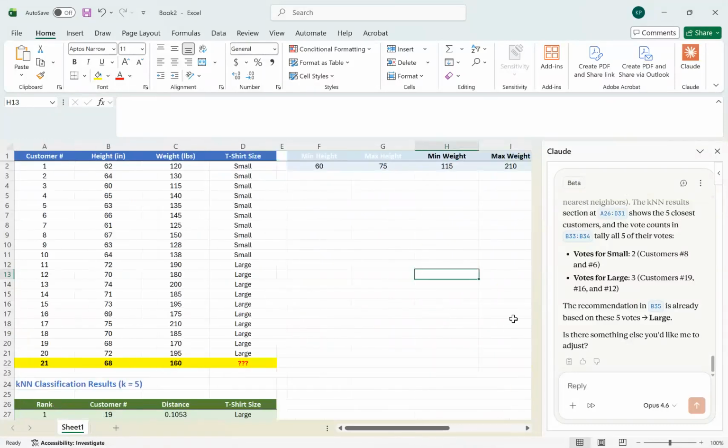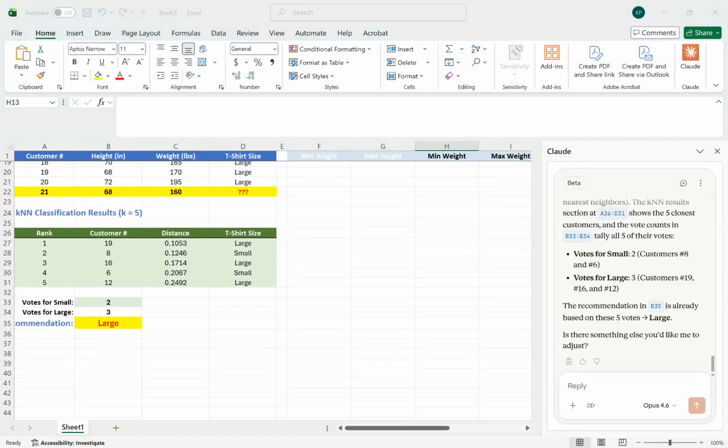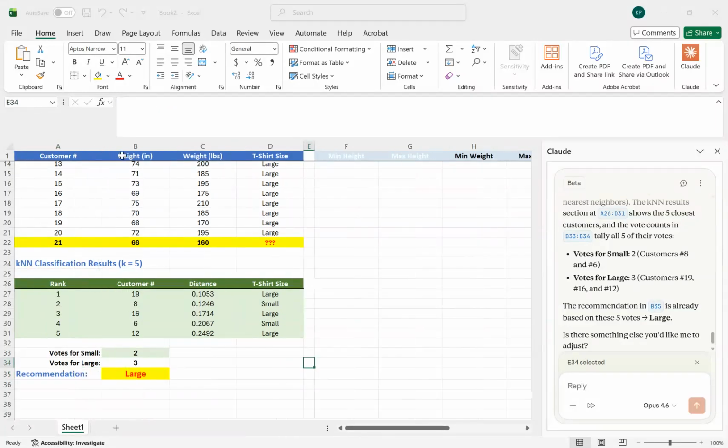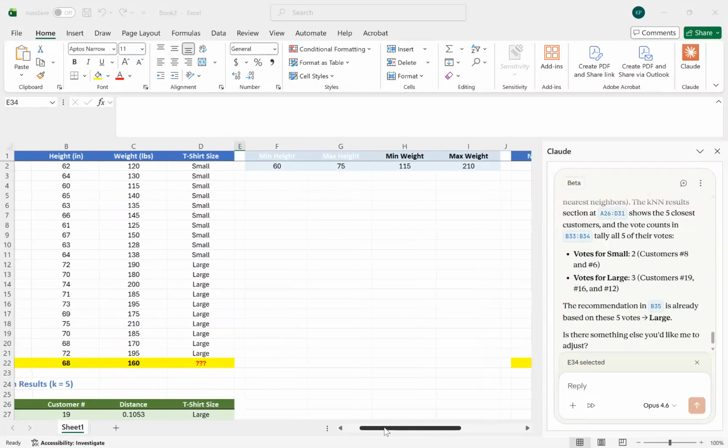Let's see, recommendation. Okay, so that's good. It has done the work for us, and it has also made a recommendation. Yeah, the recommendation for customer number 21 is large. It's saying I can left indent this so we can see, and that's good. Let's see how it did.